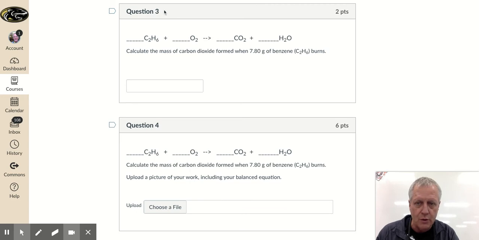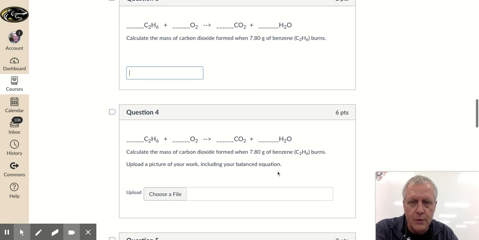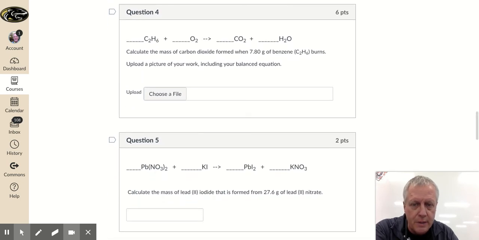So notice that questions 3 and 4 go together. The answer goes in this box for this problem, and then showing your work needs to be uploaded through this app right here. At that point, you can show your entire work: the balanced equation, how you did your mass problem, and then the solution. I always like to encourage you also to show your work when you do your molar mass values, because then it reveals if you made any mistakes. So just keep that in mind. Try to be very detailed.